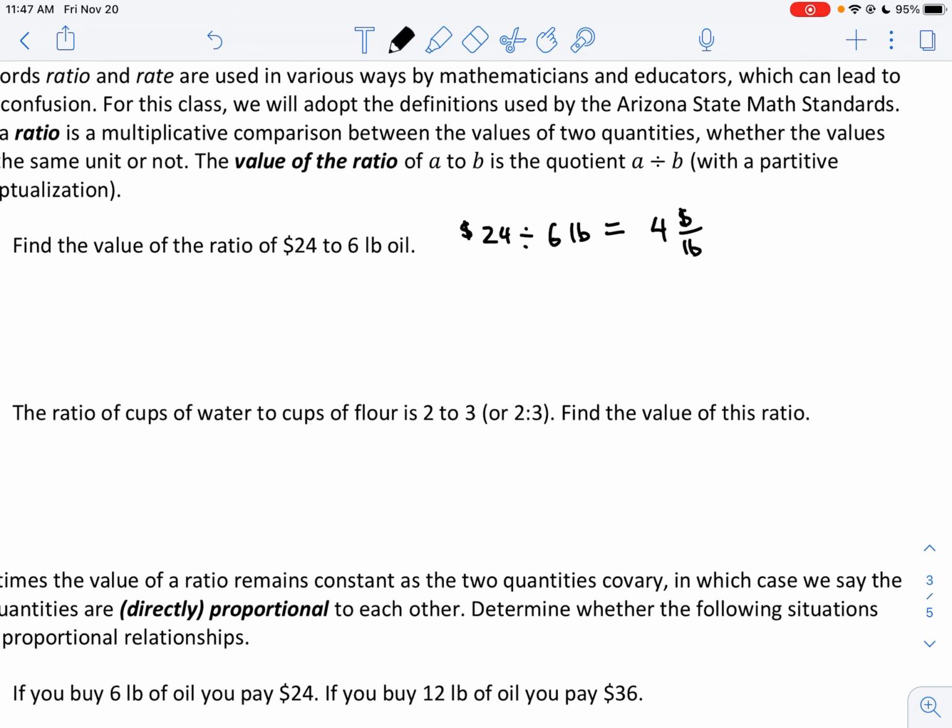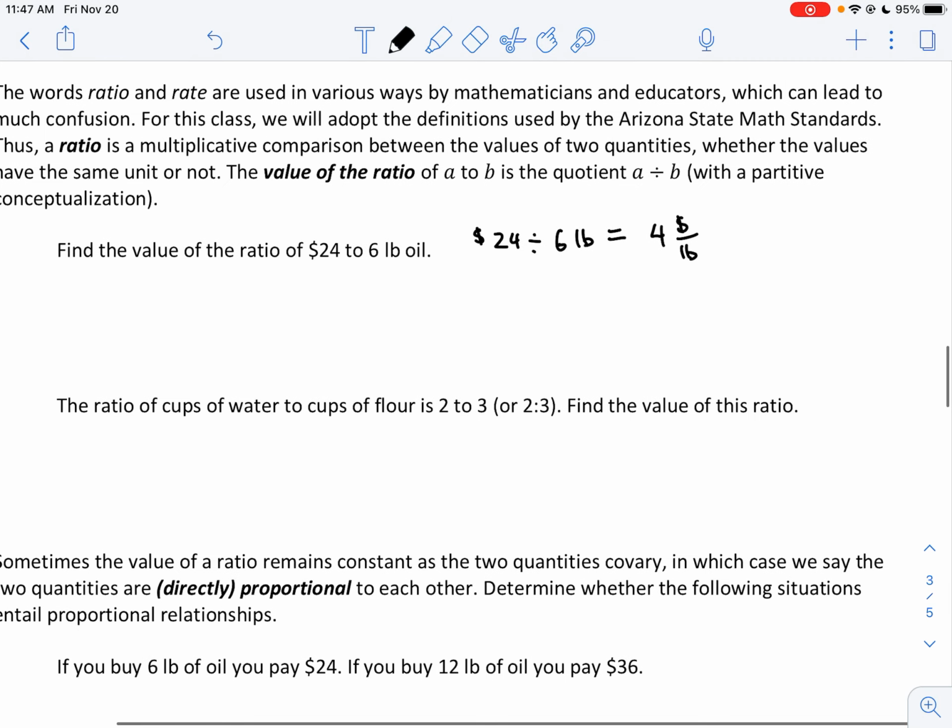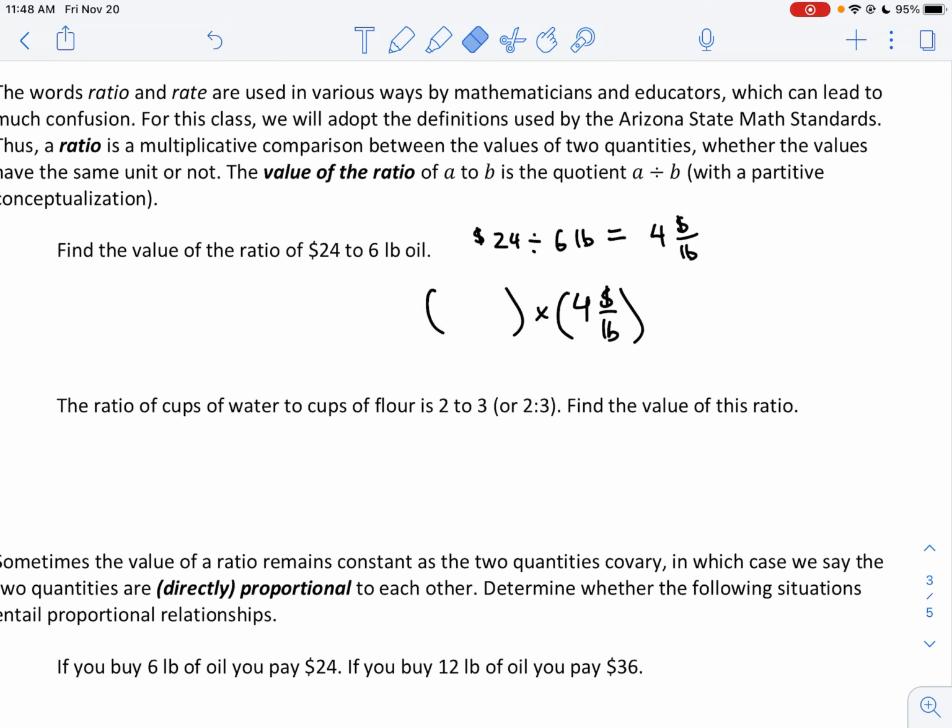I'm not going to model this with a picture, but it's essentially like breaking $24 into 6 groups, where each group represents a pound. There'd be $4 per group, or $4 per pound. And that's a partitive conceptualization. If I were to place this into the structure of a multiplicative structure, remember that partitive division finds a missing multiplicand. So this 4 is a multiplicand, so $4 per pound would be in the multiplicand position. Then we need a multiplier and then a product.